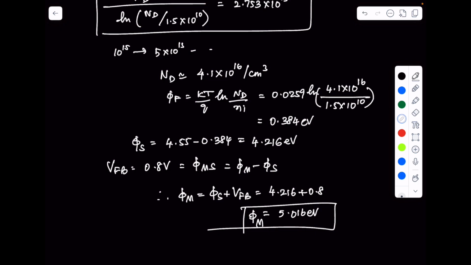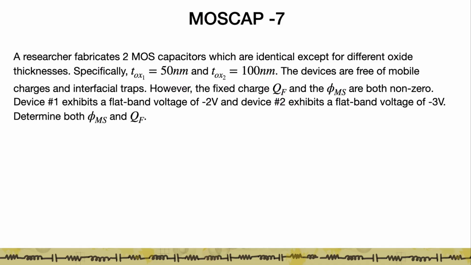Moving on to the next question. A researcher fabricates two MOS capacitors which are identical except for different oxide thicknesses. Specifically, TOX1 is 50 nanometers and TOX2 is 100 nanometers. The devices are free of mobile charges and interface traps. However, the fixed charge QF and the phi ms are both non-zero. Device 1 exhibits a flat band voltage of -2 volts and device 2 exhibits a flat band voltage of -3 volts. Determine both the phi ms and QF.